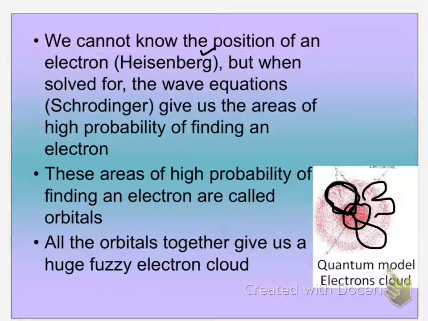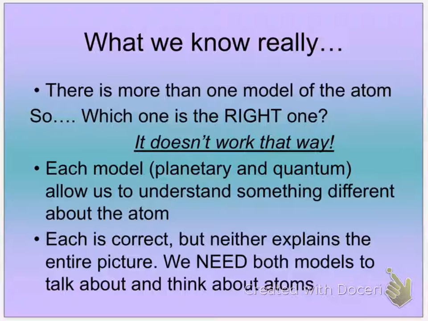We'll look at those a little later. But when we put them all together, they just look like a huge fuzzy cloud. Imagine a bunch of mosquitoes swarming around your head. That's probably a pretty good graphic. So now, what do we know? Well, there's more than one model of the atom. Which one's right? It doesn't work that way.